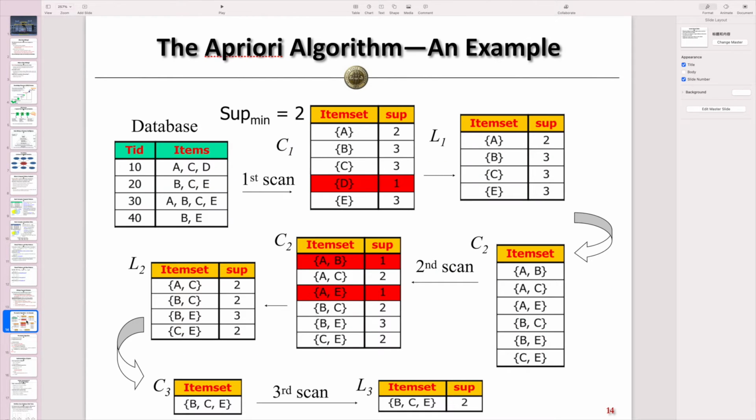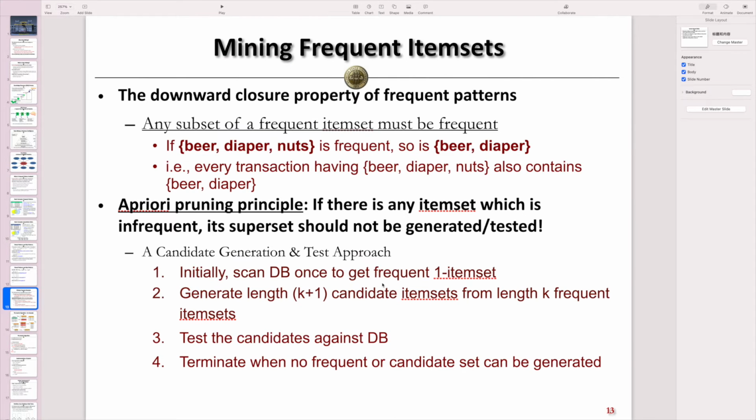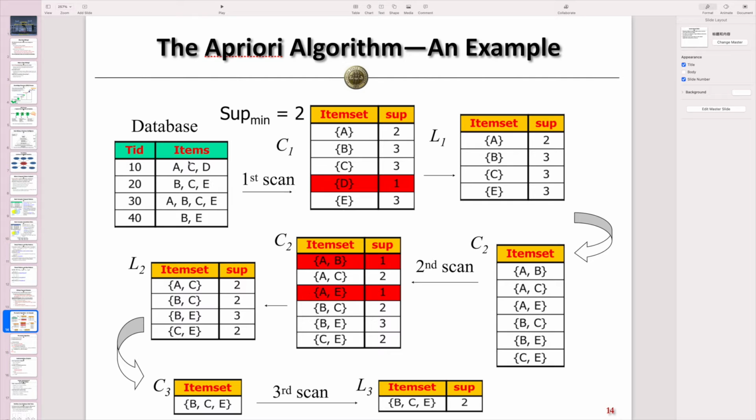Let's assume we have a database containing 4 transactions. For transaction 10, we have ACD; 20, we have BCE; 30, we have ABCE; and the last one, we have BE. According to the high-level idea of the algorithm from the previous page, we scan the database first to generate the frequent one item sets. By scanning it, we get all the items in the database and record their frequency, or support.